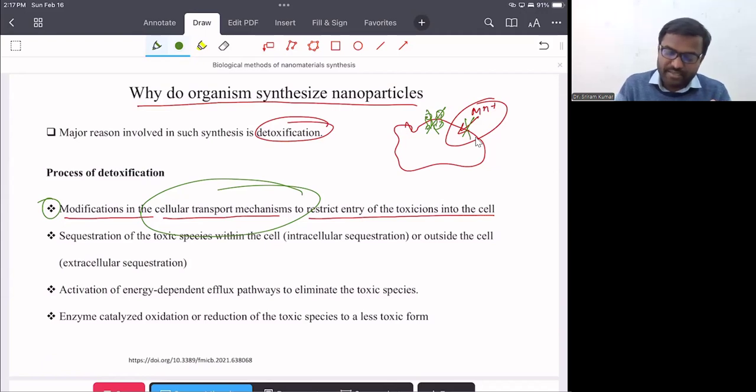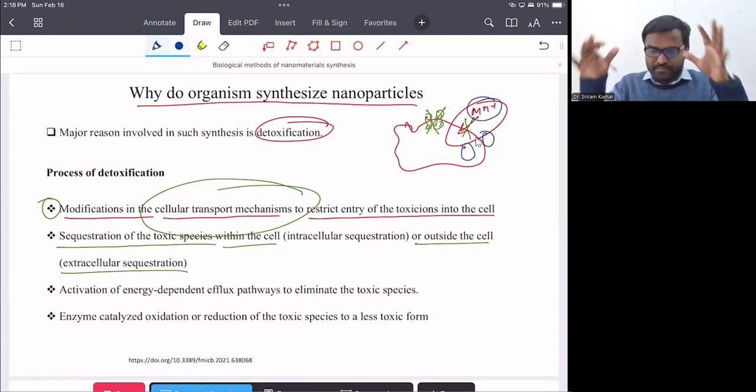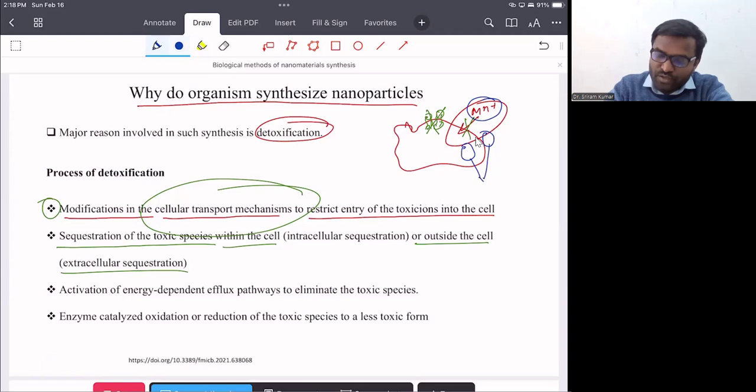And the second action is the sequestration of the toxic species within the cell or outside the cell: intracellular sequestration or extracellular sequestration. So let's understand what this is. Suppose somehow the metal ions try to enter, and you are not able to resist their entry. What happens? You may take these two kinds of action here. You can make these metal ions less toxic and store them either outside of the cell, or within a cell.